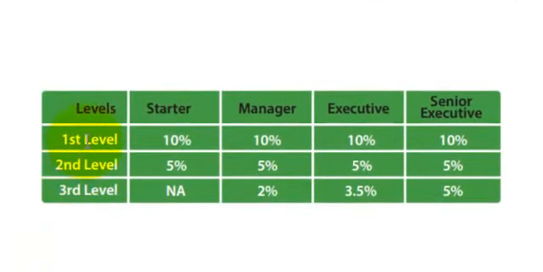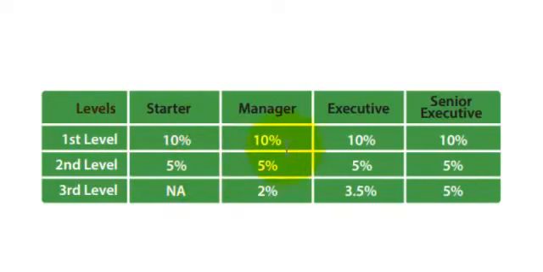As you can see here, there are 3 levels, and there's starter, manager, executive, and senior executive. And really quickly, just to go over what these mean, when you first come into the business as an associate at Leaf, you are a starter. Until you have personally recruited 5 people who also have 2 personal recruits that are paying associates, you will remain a starter.